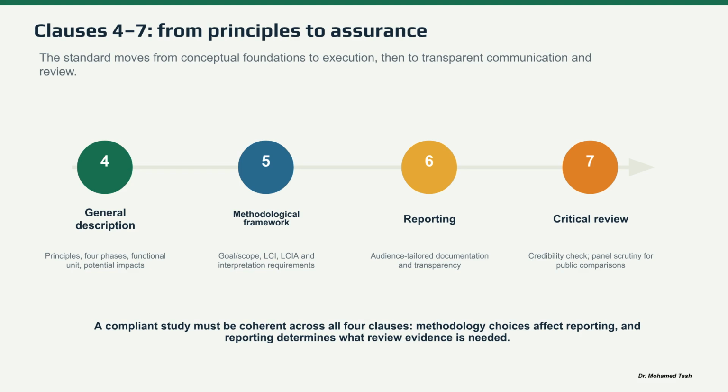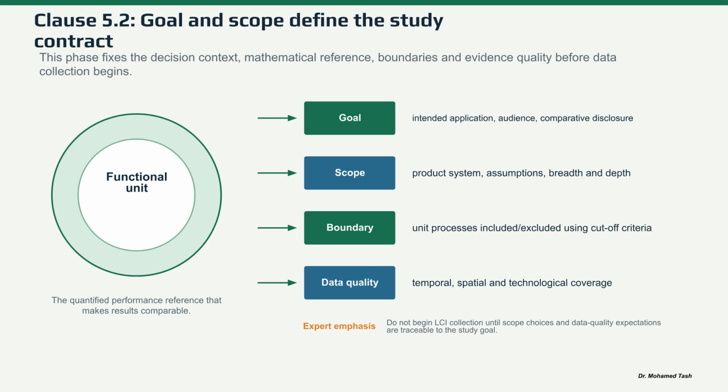Methodological choices made under Clause 5 affect what must be reported under Clause 6, and the disclosure context influences the type of critical review expected under Clause 7. A compliant LCA is therefore a connected system of method, evidence, transparency, and assurance. Clause 5.2 defines the study contract through goal and scope. This critical phase fixes the decision context, functional unit, system boundaries, and data quality expectations before any data collection begins.